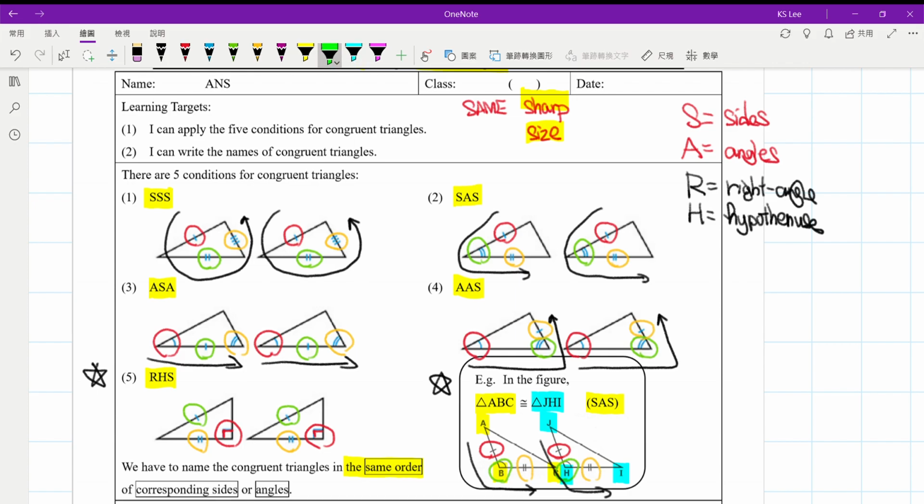So in the middle, we need to write down this congruence symbol. The congruence symbol is combined with the ray on top of the equal sign.